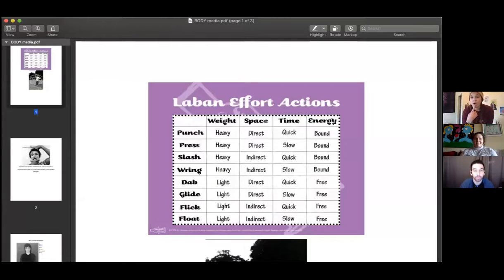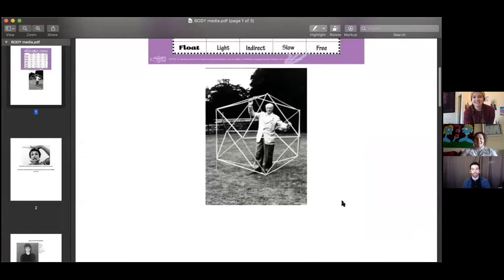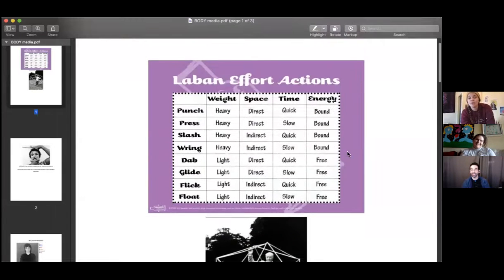Okay, good. So friends, we are going to first review what we have learned in this little body chunky chunk, all right? So the first week, whoa, let's look all the way back at this guy in a cage or whatever he's doing. This is Monsieur Le Bon. That's Mr. Le Bon. And we talked about the Le Bon effort actions, right? So there are 4 things that you can play with: weight, space, time, and energy. All right. And the way that we play with those things, we can combine them in different ways and they can create the effort actions: punch, press, slash, ring, dab, glide, flick, and float.